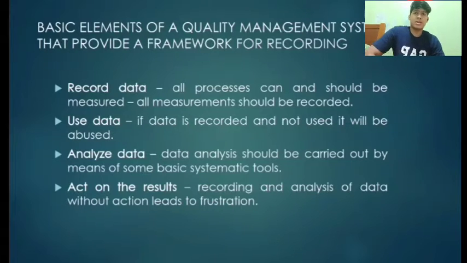So, in recording the data, all processes can and should be measured. All measurements should be recorded. Then next is using the data. If the data is recorded, the data will be used, but it will not be abused. Okay, so analyzing the data. For analyzing the data, analysis should be carried out by means of some basic systematic tools. Later on, we will discuss that in the other part of this presentation.